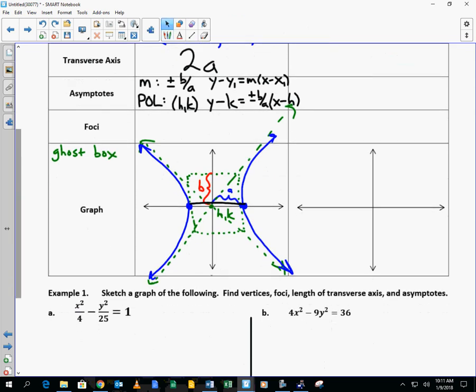Foci. Here they are. You have focus point 1, focus point 2, and foci is the plural. They sit kind of on the inside of the hyperbola, like the focus point sat on the inside for the parabola. And those focus points that are sitting there, anybody want to take a guess how many units from the center those foci sit? c.